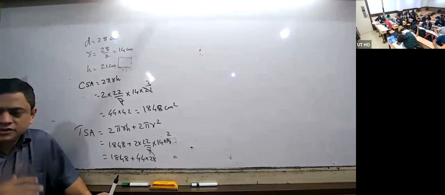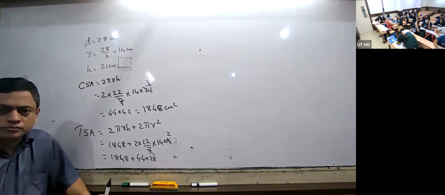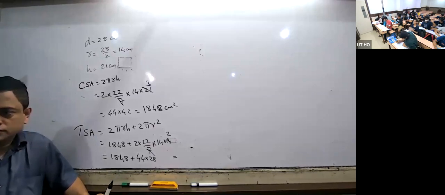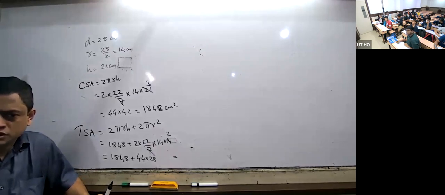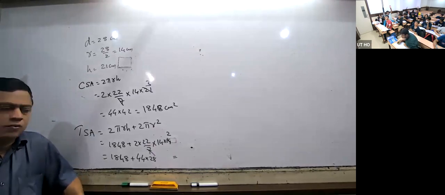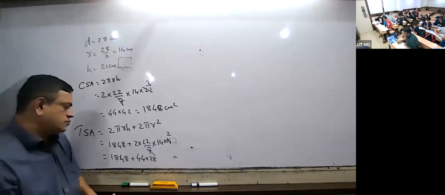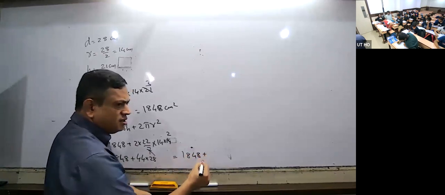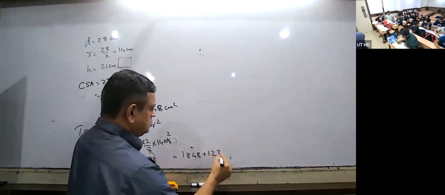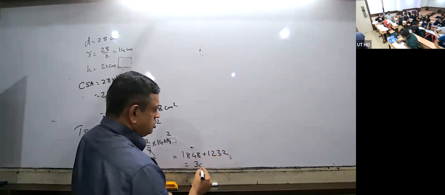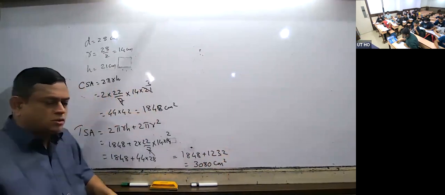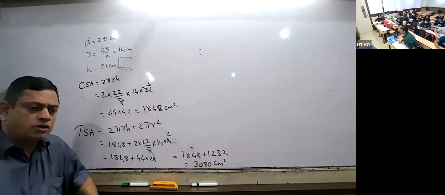Those who are done, raise your hands. 3, 4, 5, 6. Rasim, what is the answer you got? 2,018 centimeters. 2080. Is it so? It's wrong. What is 44 into 28? 1232. 1232 plus 1848 is equal to how much? 3080 centimeter square. Yes. Is it or not? Let him find out his problem.